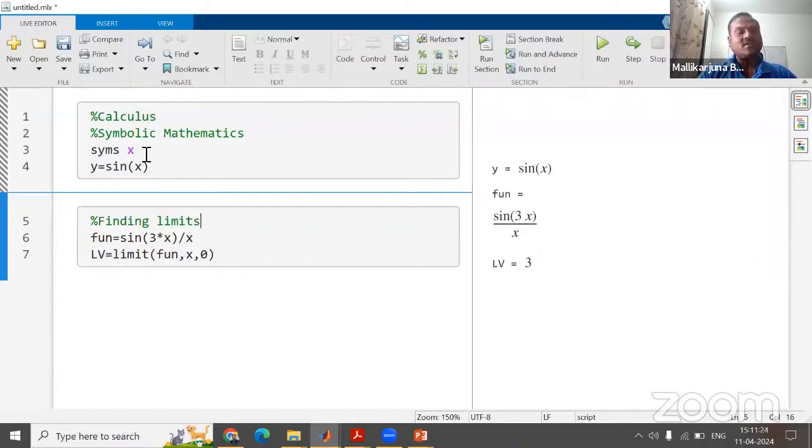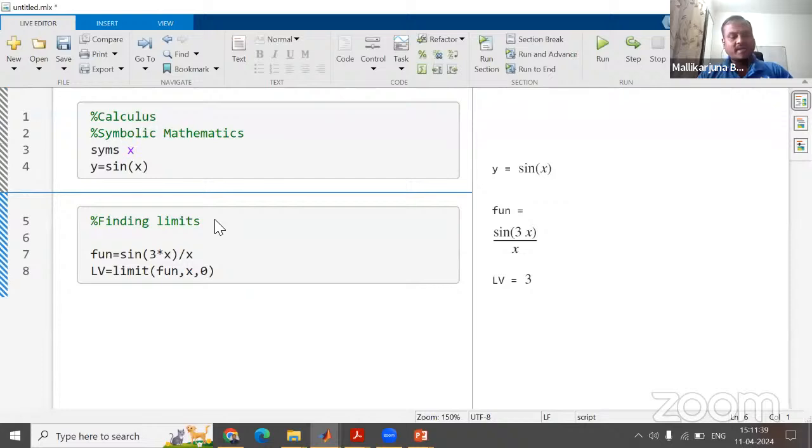You can observe here, once you define x as a symbol, you no need to define it in the same editor again and again, so that is why I'm not defining it here. But for your practice, if you want to type it in every cell, that is also fine. There is no issue. Sin 3x by x. This is the syntax of finding limits: limit of the function comma x comma 0.